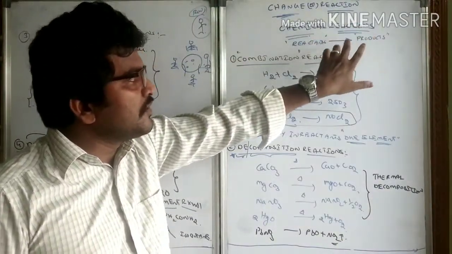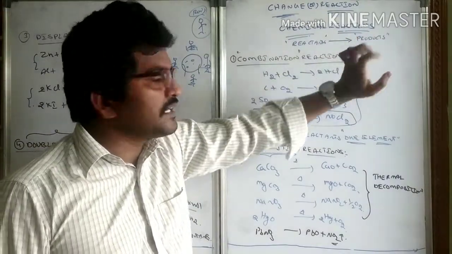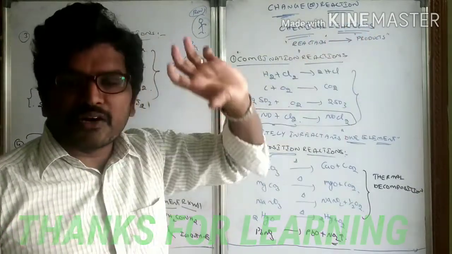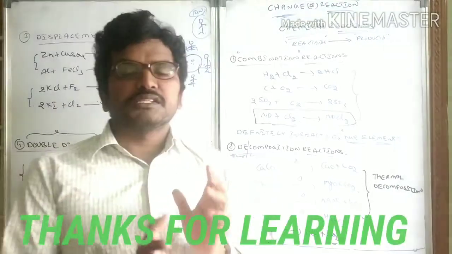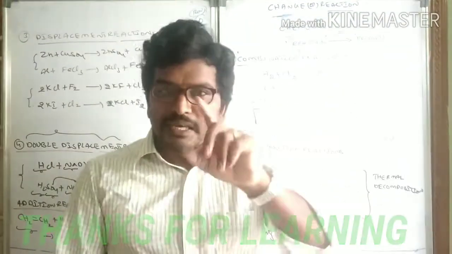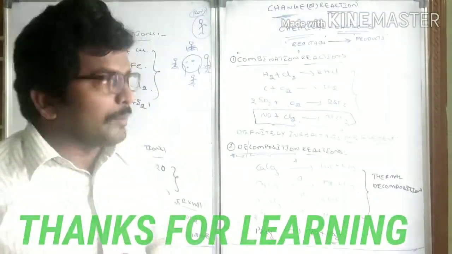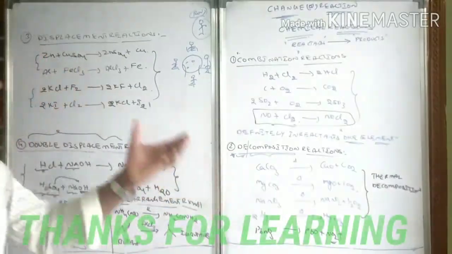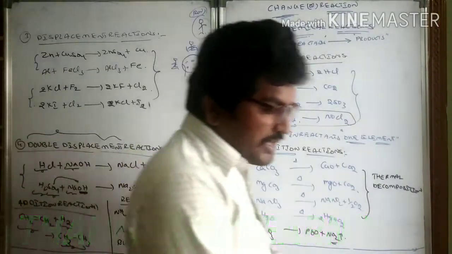How a reaction you have to represent means an arrow should be present between the reactants and then products. Always these reactants and products will be formed according to the laws of chemical combinations. Whenever we are discussing about the stoichiometry, I will explain what are the laws of chemical combination. So what are combination reactions, what are decomposition reactions, and what are displacement reactions, and what are double displacement reactions.